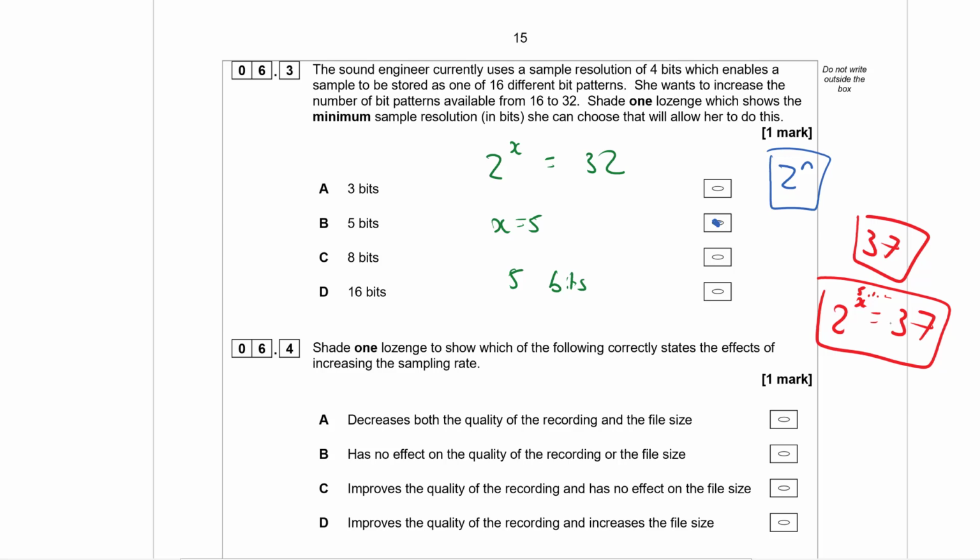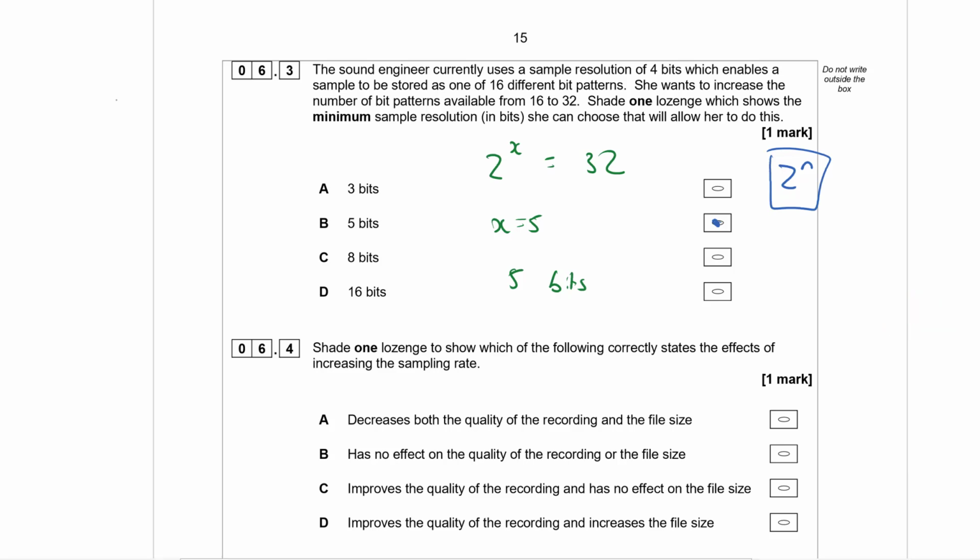So you're looking for, well, what would give us above 37? Well, x equals 6 is our next one up, because 2 to the power 6 is 64. Now 64 combinations is bigger than 37, but because you're between the exact numbers, you've always got to go one bigger. So if it was 37, the answer would be 6 bits, not 5 bits. You always go to the next one up.